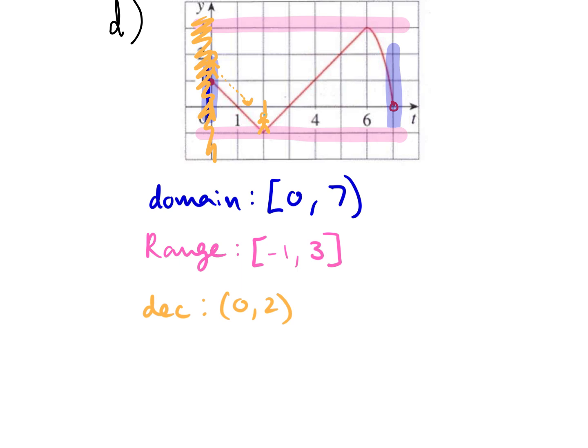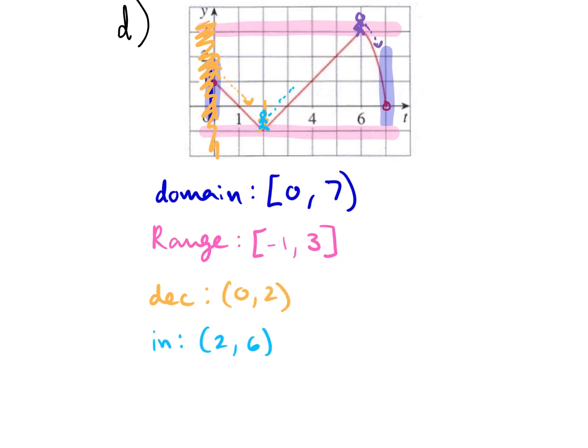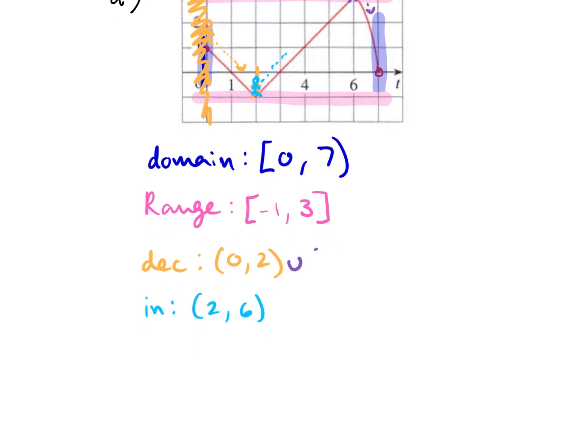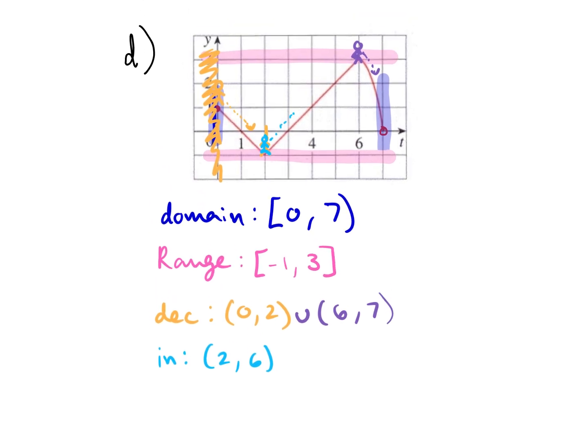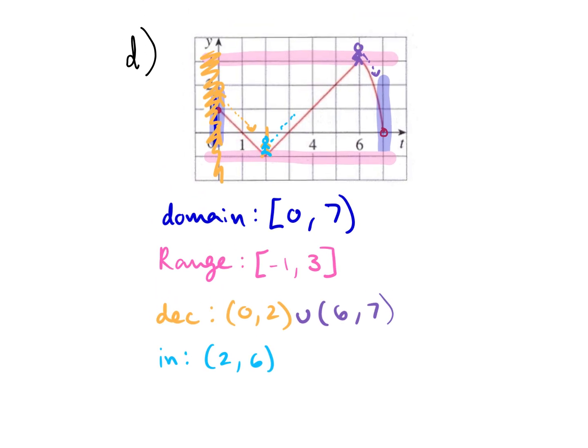Then at 2, we start walking uphill again. So we'd be increasing to what? To 6. Awesome. So from 2 to 6, we're increasing. And then once we get to 6, what happens again? We're decreasing. We're walking downhill. So from 6 to what? From 6 to 7. Awesome. And since we have 2 pieces of decreasing, we put a U in between them.